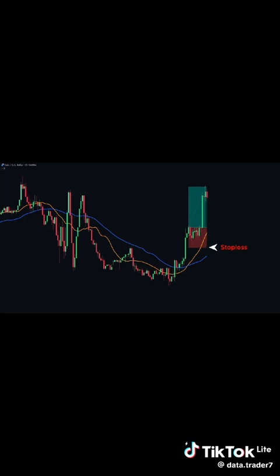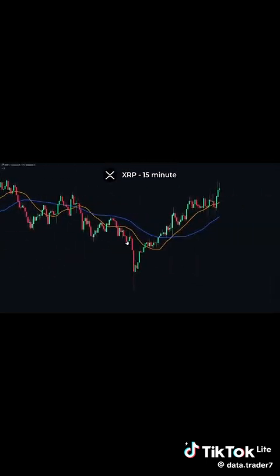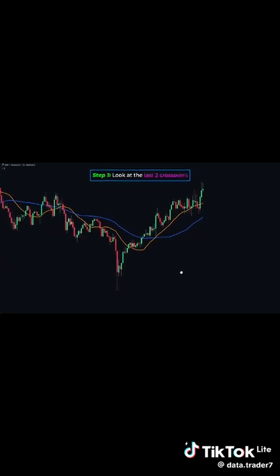Now let's look at another example. Here we have the XRP crypto chart on the 15-minute time frame. First, we check the last two crossovers that formed, this one and this one. This first one is a downwards crossover, meaning we would have entered a short trade, and eventually, price dropped significantly.